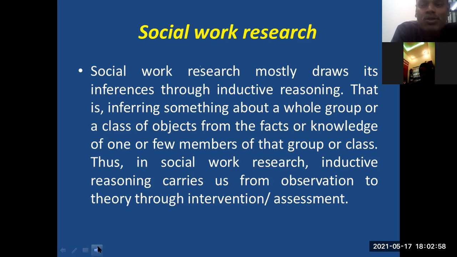So social work research mostly draws inferences through inductive reasoning, that is, inferring something about a whole group or a class of objects from the fact or knowledge of one or a few members of that group or class. Even from your one single casework client, or a group, or from your individual group practice, you are going to apply the same knowledge to other groups or other individuals. Then this is considered social work research. So it mostly uses inductive reasoning, carrying us from observation to theory through our intervention and assessment.